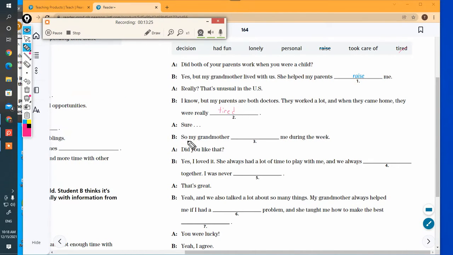Sure. So my grandmother took care of me during the week. Did you like that? Yes, I loved it. She always had time to play with me, and we always had fun together. I was never lonely.